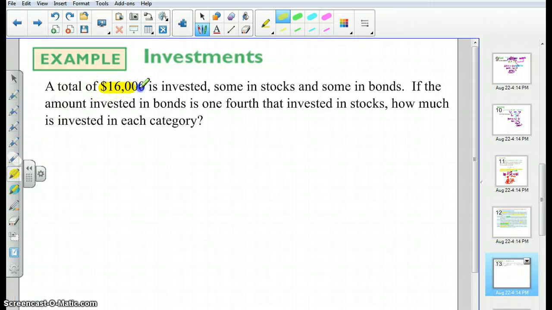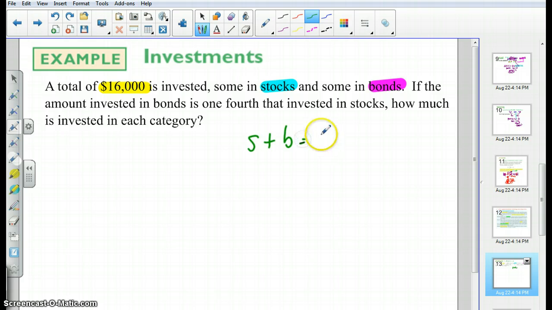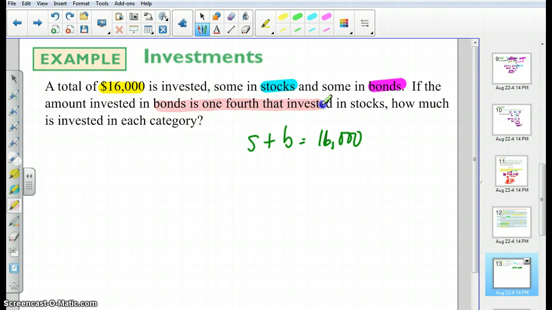The first clue that we have here is saying $16,000 is invested into some stocks and some bonds. So I'm going to try to write that equation out by saying some stock and some bond is equal to $16,000. The second clue comes from the sentence that says bonds is 1/4 that of stocks. So I'll try to write that sentence out as bonds, being B, is means equal. So we've learned two things here. And means to add, and is means equals.